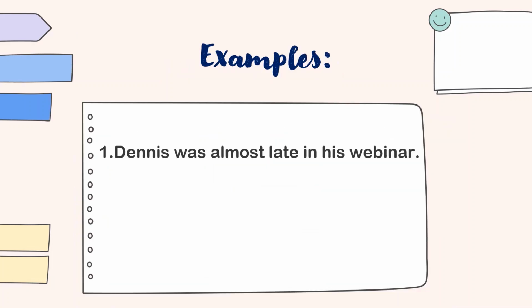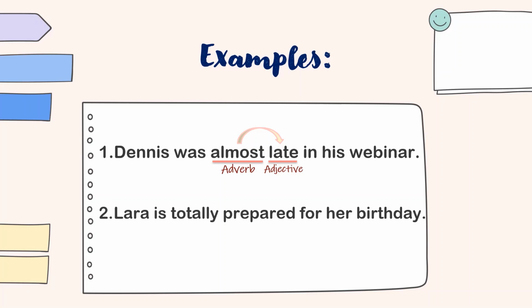Number 1. Dennis was almost late in his webinar. The adverb almost modifies the adjective late, and it tells us to what extent Dennis was late in his webinar. Number 2. Lara is totally prepared for her birthday. The adverb totally modifies the adjective prepared, and it shows us how well Lara is prepared for her birthday.